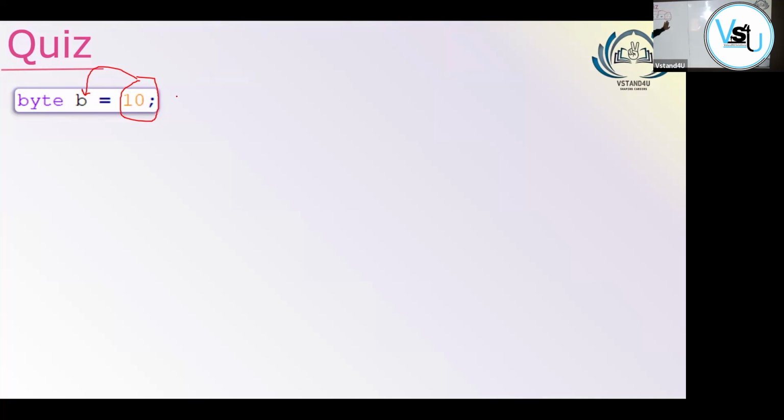LHS. I am just passing time, I am sure that you know it. Sure? Yes. So at the RHS side, what is the value? 10. My question: is it numeric or non-numeric? You need to answer quickly. Numeric. With decimal or without decimal? Without decimal means the default data type applicable is int, and if it has a decimal then double.